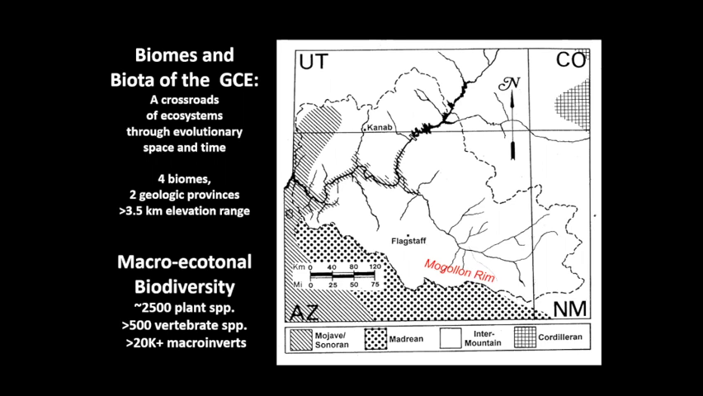So this is a mega ecotone. It's a mixing zone for species over time. There are four major biomes in the region across these two geologic provinces. The elevation range is pretty tremendous, 3.5 kilometers of elevation range. And it's, as I said, quite a diverse landscape. Macroecotonal biodiversity with 2,500 plant species, at least 500 vertebrate species, and probably more than 20,000 macroinvertebrate species, although we don't know quite how many insect species we have in Grand Canyon yet. I've got about 10,000 documented, but it's just a start.